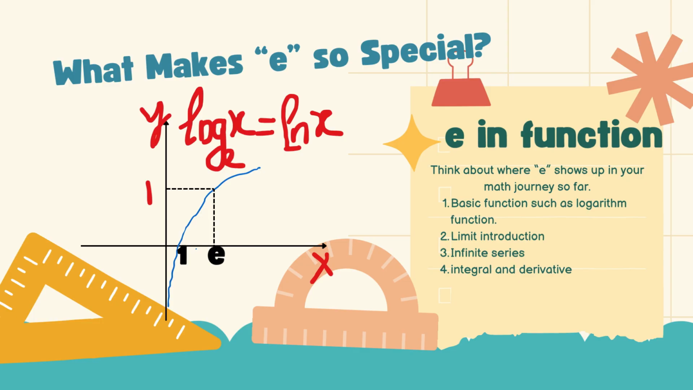In calculus, we use e to represent the limit of an infinite series of powers. Perhaps more interestingly, the derivative of e to the x is itself. This property describes a system that grows at a rate proportional to its current size. In other words, the bigger it gets, the faster it grows.